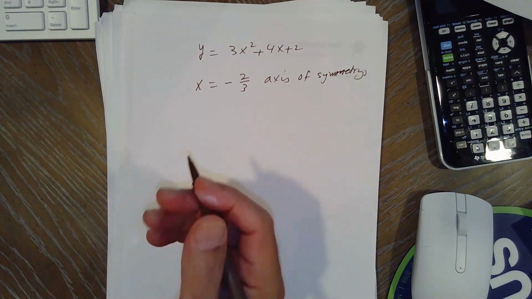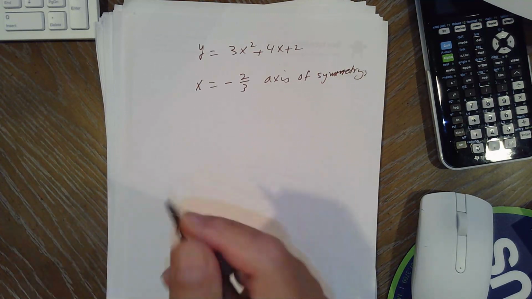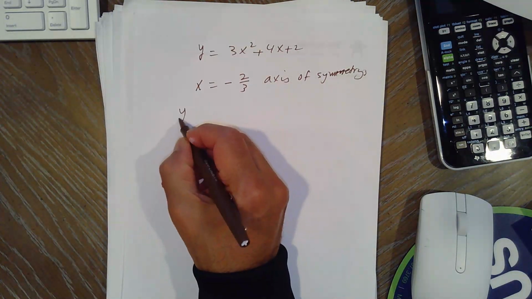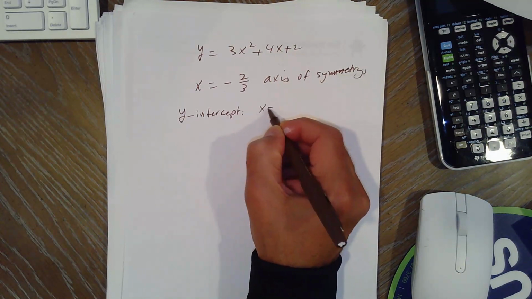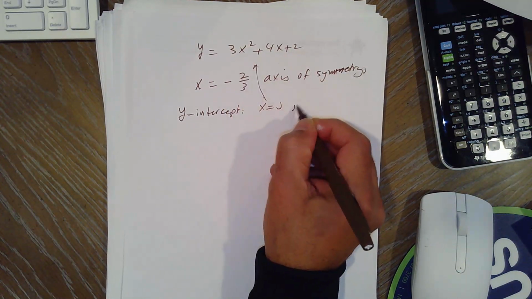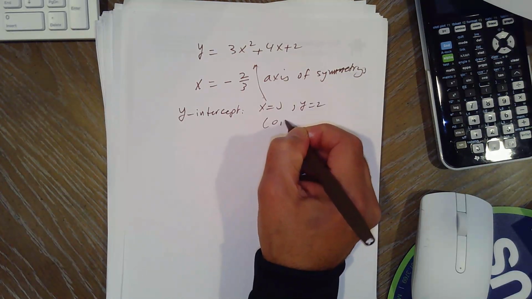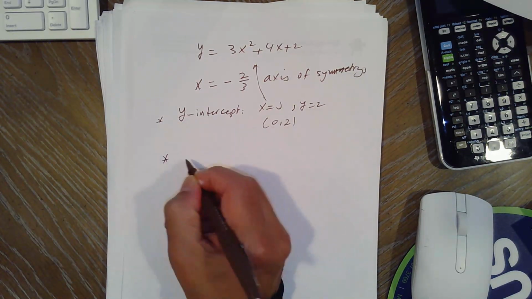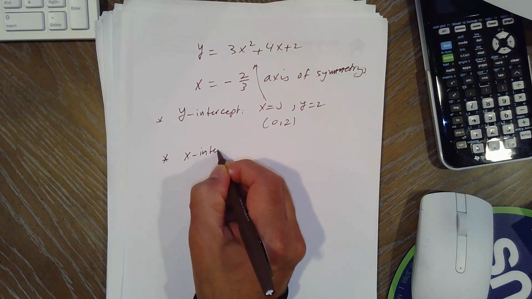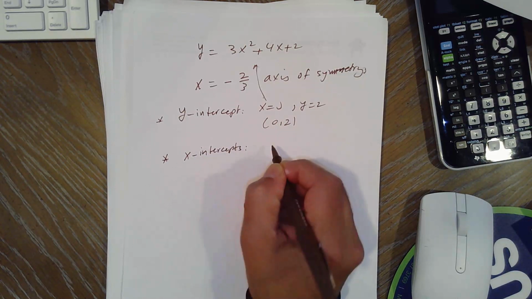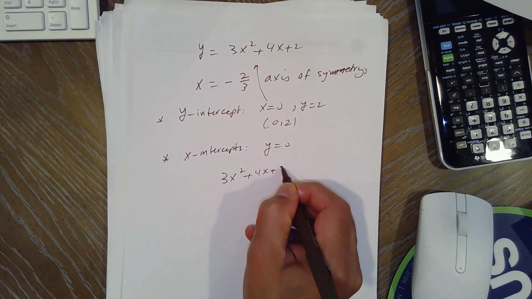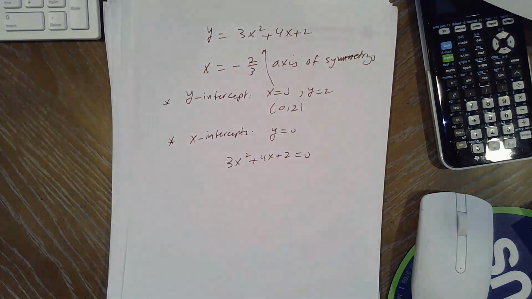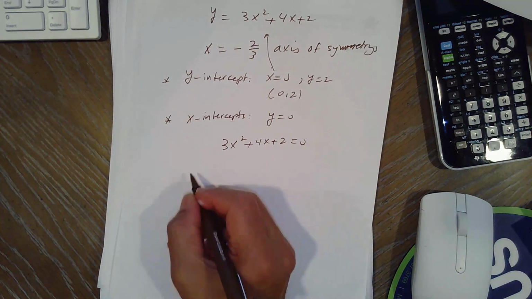So I did the vertex, I did the axis of symmetry, then I want to do the y-intercept. We put in a 0 for x in there, so we get y equals 2. And the x-intercepts, put in a 0 for y. This time we get a quadratic equation in general form, so square rooting is not going to work easily. Instead, I'd rather do the quadratic formula.